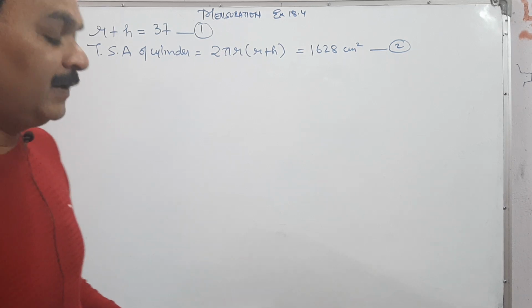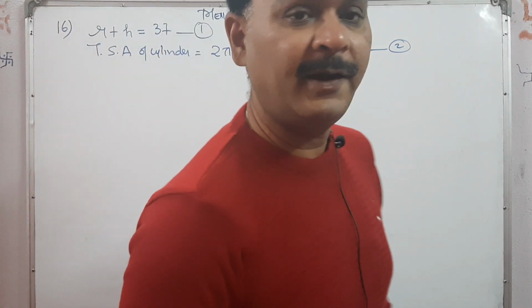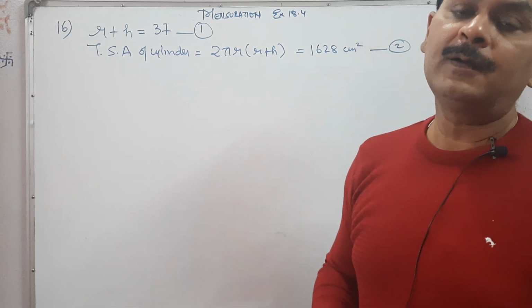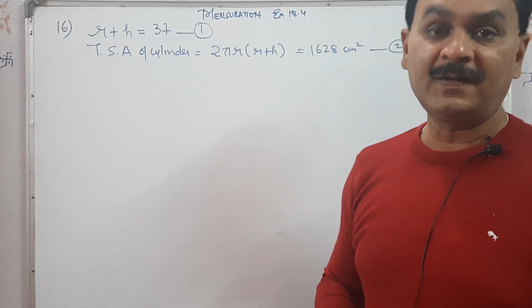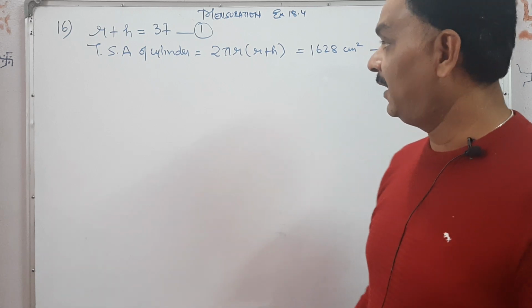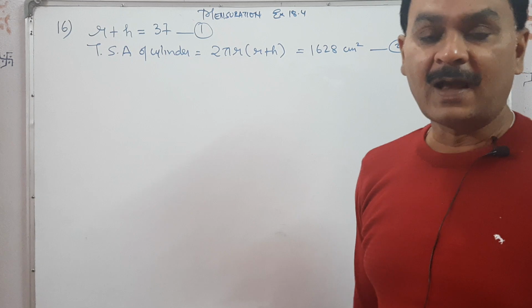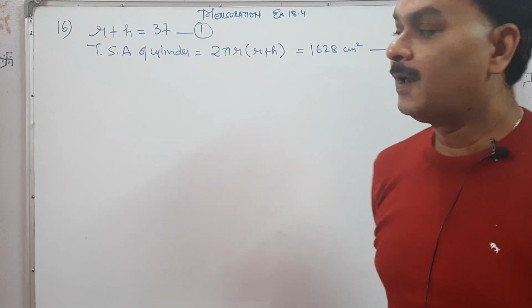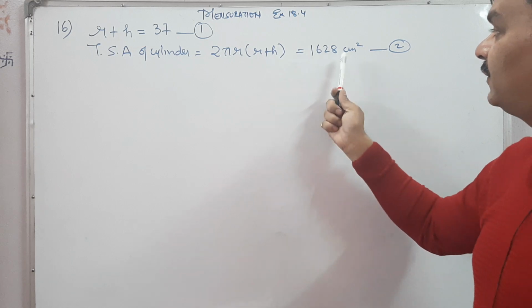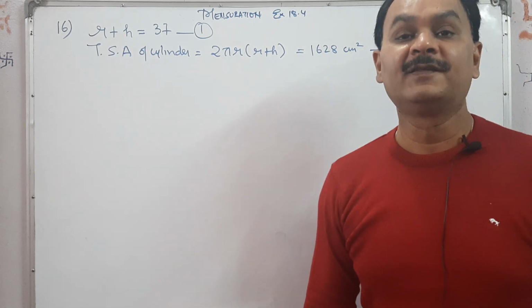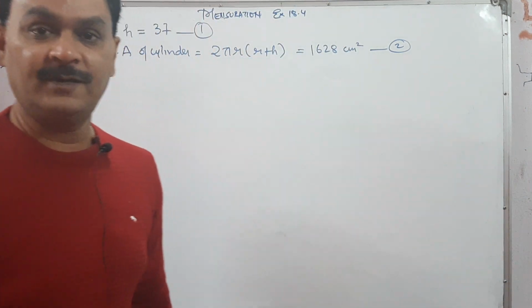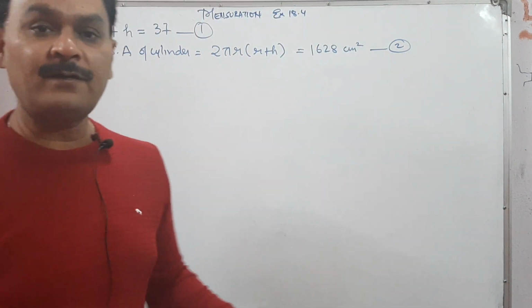Now as we know, in a cylinder we have two variables, that is radius as well as the vertical height. So as to find out the values of the two variables, we must have at least two equations in the same variables. So the first equation is r plus h is equal to 37 and another equation, total surface area, which is 2 pi r (r plus h) is equal to 1628 centimeter square. Now with the help of these two equations, we can easily find out the values of r and h.